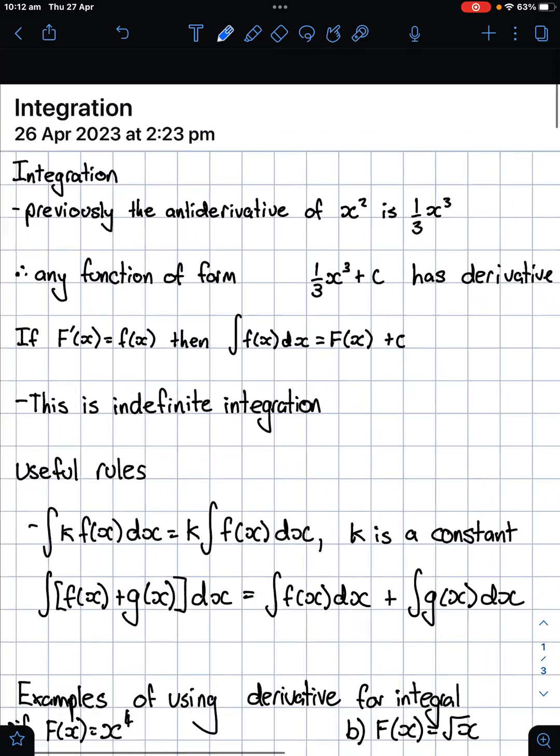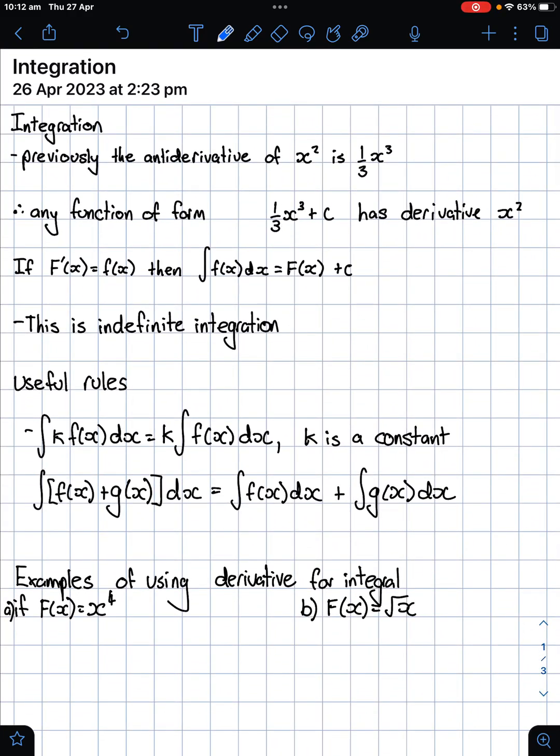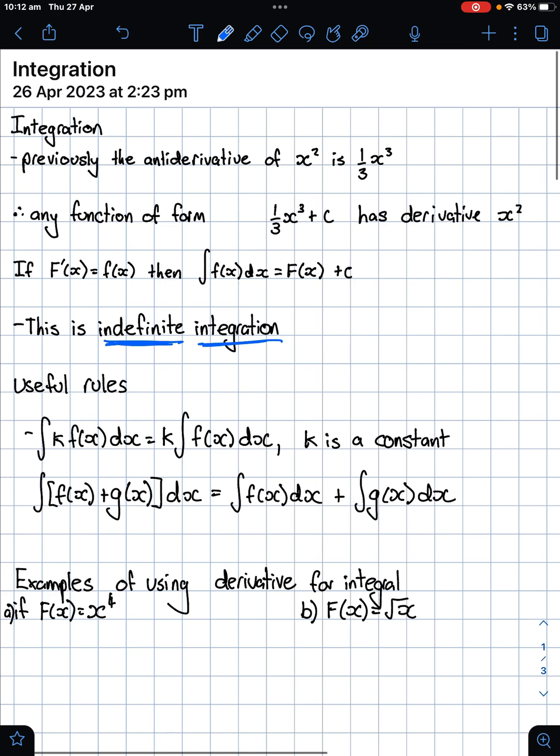So we're now going into the topic of integration. In the last topic, we did the fundamental theorem of calculus, and we looked at definite integrals. Now, part of this next bit is where we're looking at indefinite integration, or we just call them integrals for this form. To help us link to this next topic, previously the antiderivative of x squared was a third x cubed.